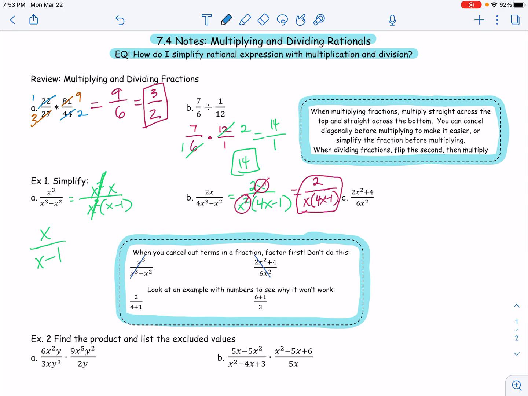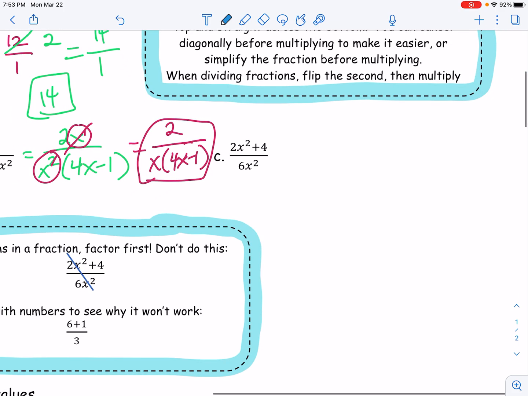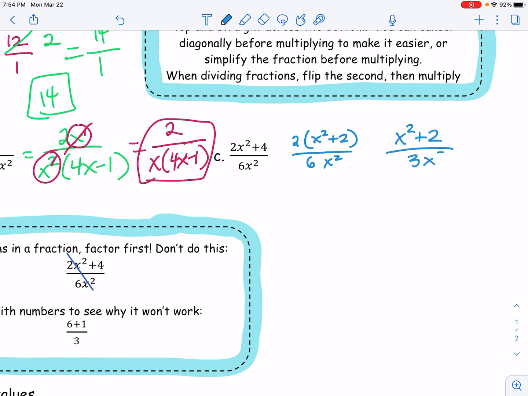All right, and then the last one, 2x squared plus 4 over 6x squared. So I definitely have a GCF of 2, leaving me with x squared plus 2 over 6x squared. I can't cancel anything out, but I can reduce these numbers. 2 over 6 does reduce to just 1 over 3. So now this is really just x squared plus 2 over 3x squared. And then that's my final answer.